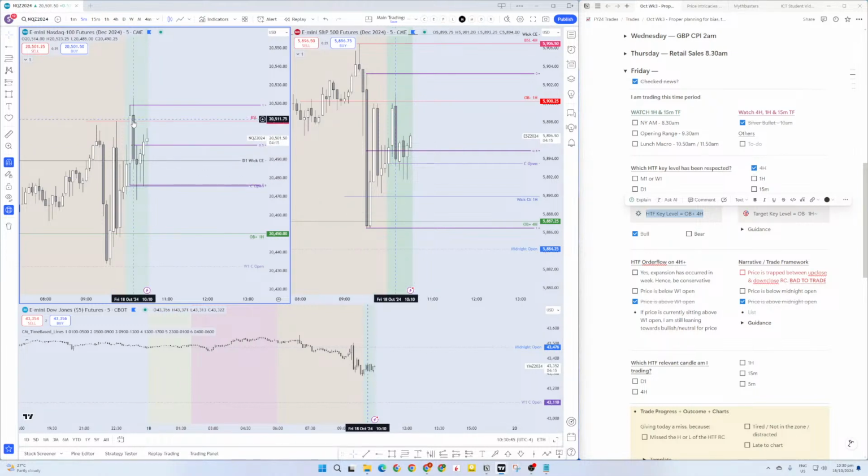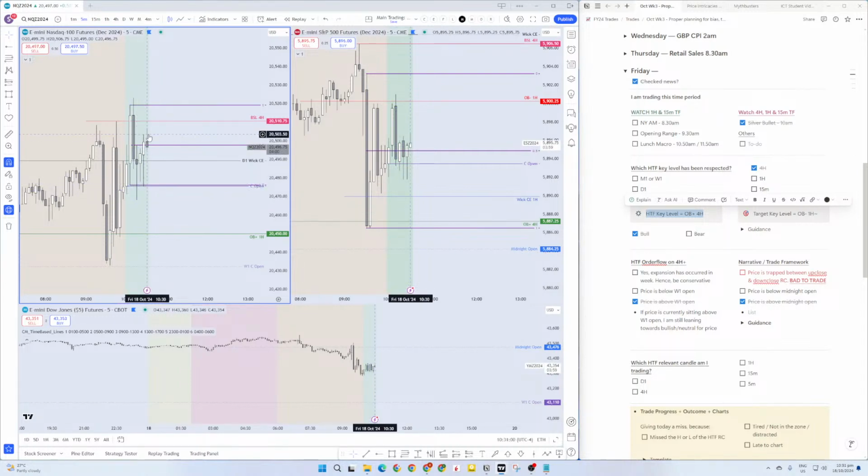Question 1. Did price break above or below this? Never. Right? Price went higher. Turtle soup this high. Came lower. Turtle soup the low. Didn't break below. No close, no nothing. And then started moving higher again.